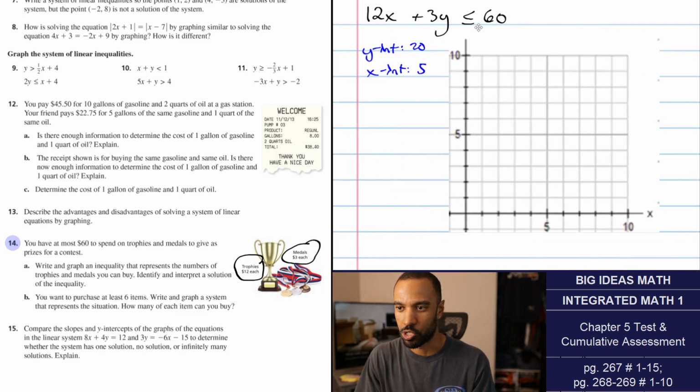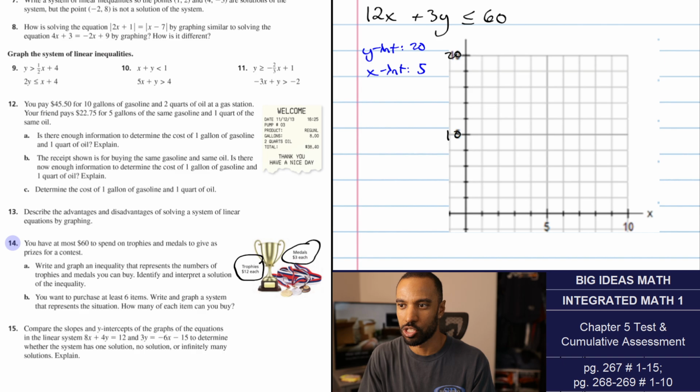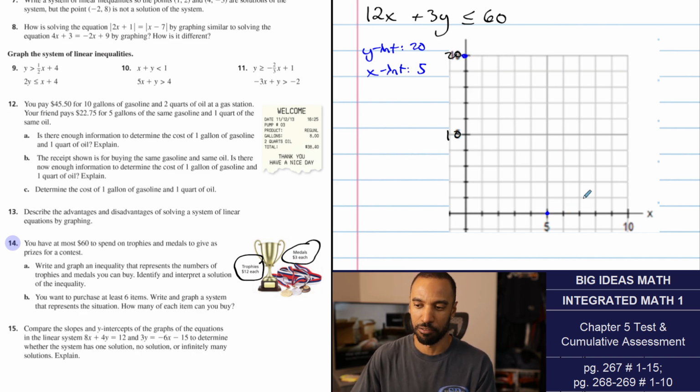My y is going by 20s, how about? Or by 2s. So 10 and 20. X's, I'll do the same. X, I'll just leave as that, all right? This is 10 and 20. So y-intercept of 20, x-intercept of 5. Be very, very careful. Y's are going by 2s, x's are not.